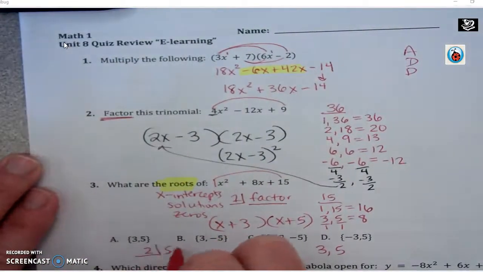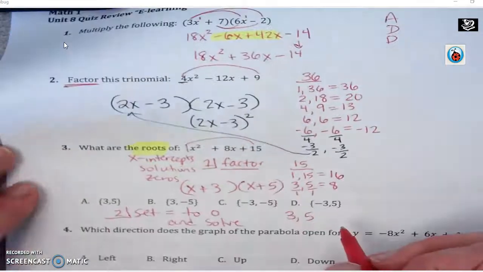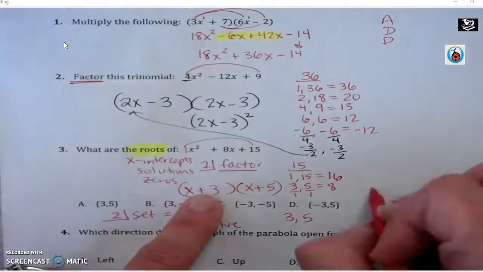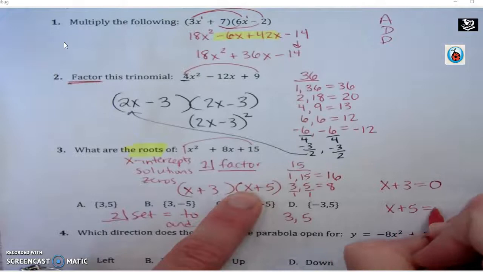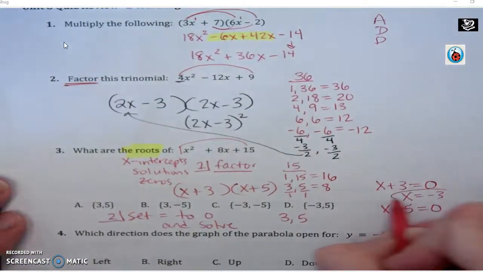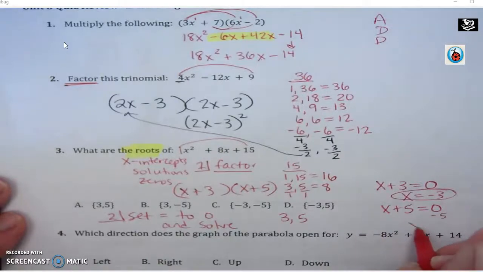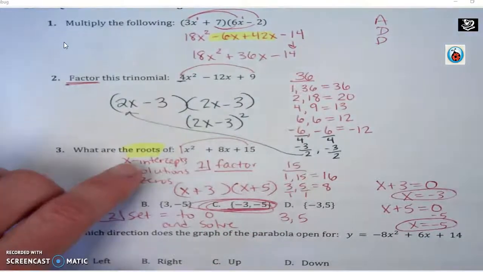Step 2 is to set equal to 0 and solve. So I'm going to set x plus 3 equal to 0 and x plus 5 equal to 0. Move the 3 over, you get negative 3. Move the 5 over, you would subtract it, and that's how you get negative 5. So negative 3 and negative 5 are the roots.